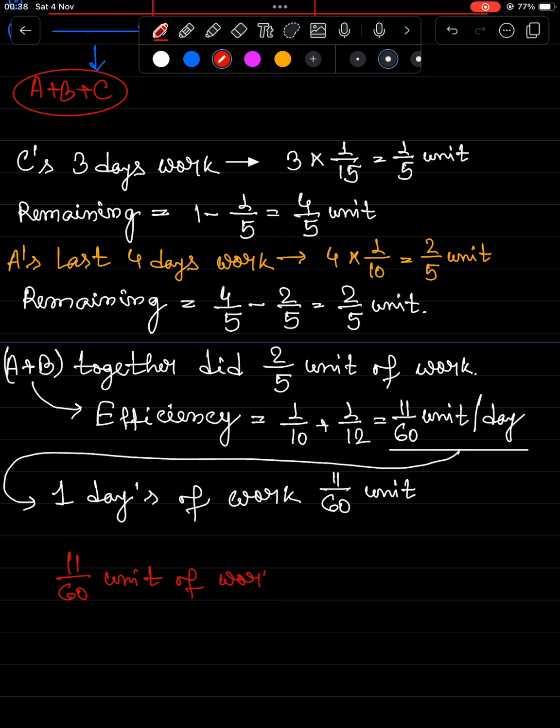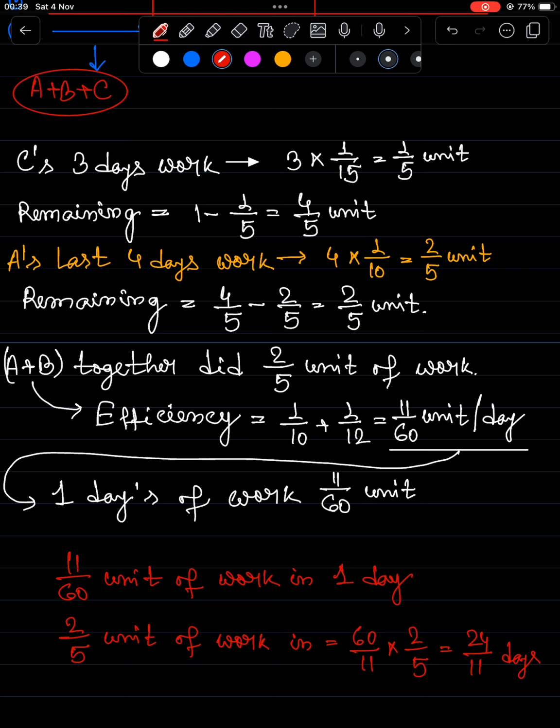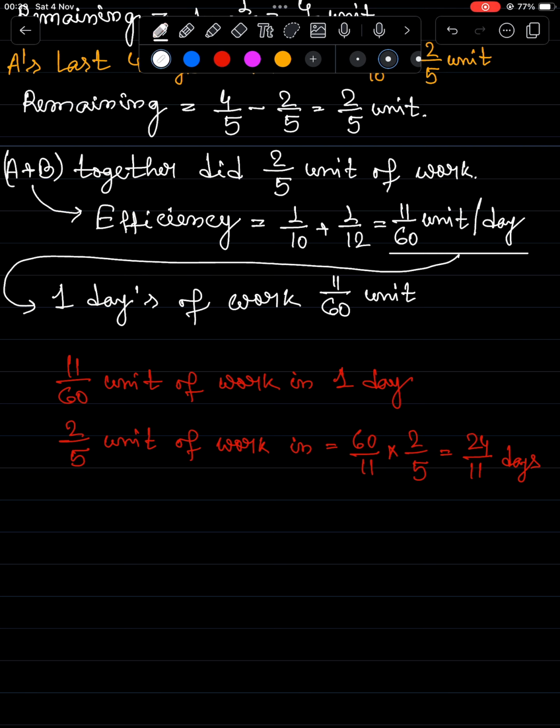Now 11 by 60 unit of work is done by A and B together in 1 day. So actually they have done 2 by 5 unit of work. So it will be done in how many days? In 60 by 11 into 2 by 5 days, which is 24 by 11 days.